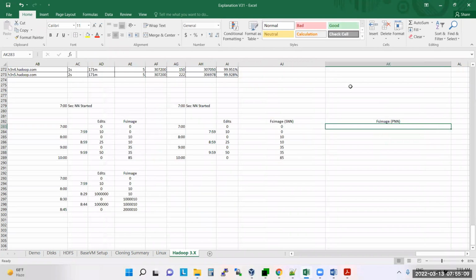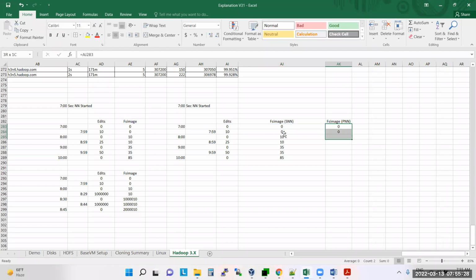What will be there in the FS image in the primary name node at this time? At 7:59, it is 0. The FS image in the secondary name node is also 0, and in the primary name node also 0. At 8 o'clock the checkpoint happens, so it will merge your edits into the FS image in the secondary name node, and the same copy will be pushed to the primary name node also. Correct or not? Yes, sir.